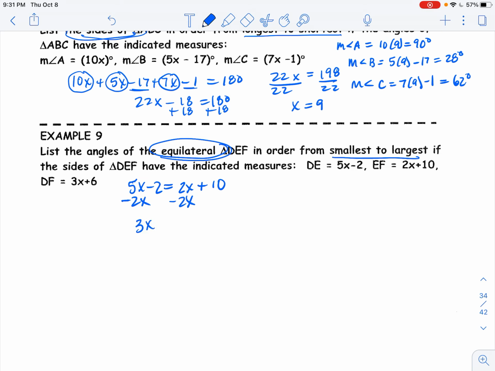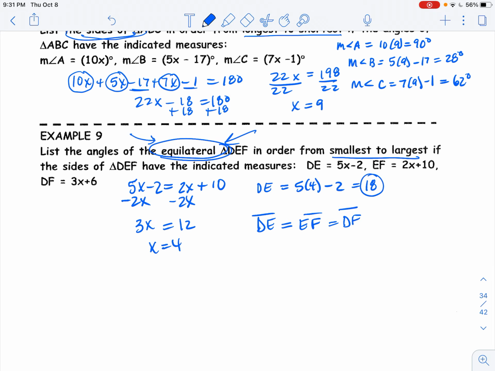All right, subtract 2x from both sides, we get 3x, and if I add 2 to both sides, we'll get 12. And so my x is equal to 4. So if I wanted to figure out what each of these side lengths was, I would substitute the 4 in for the x. So 5 times 4 minus 2 is going to give you 18. Each of my side lengths, since it's equilateral, is going to be 18. So if I want to write them from smallest to largest, well, they're all the same. DE is equal to EF, which is equal to DF.